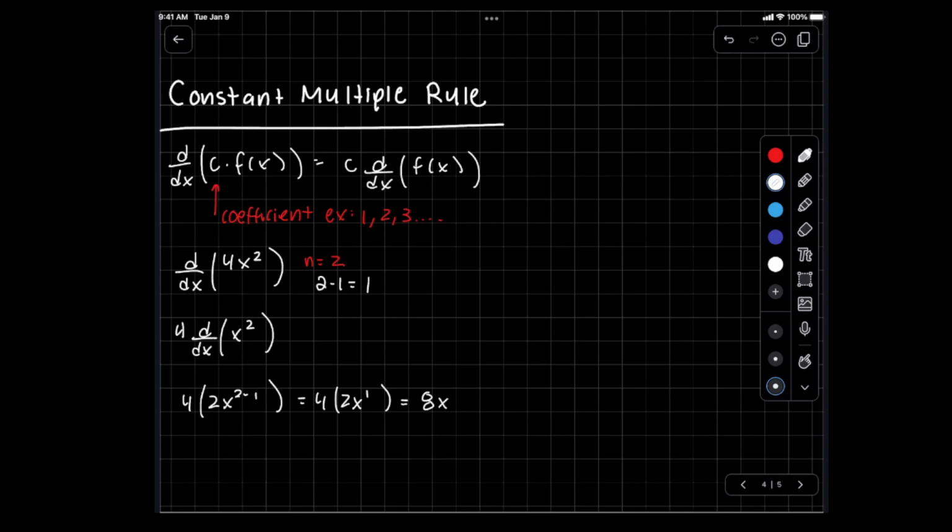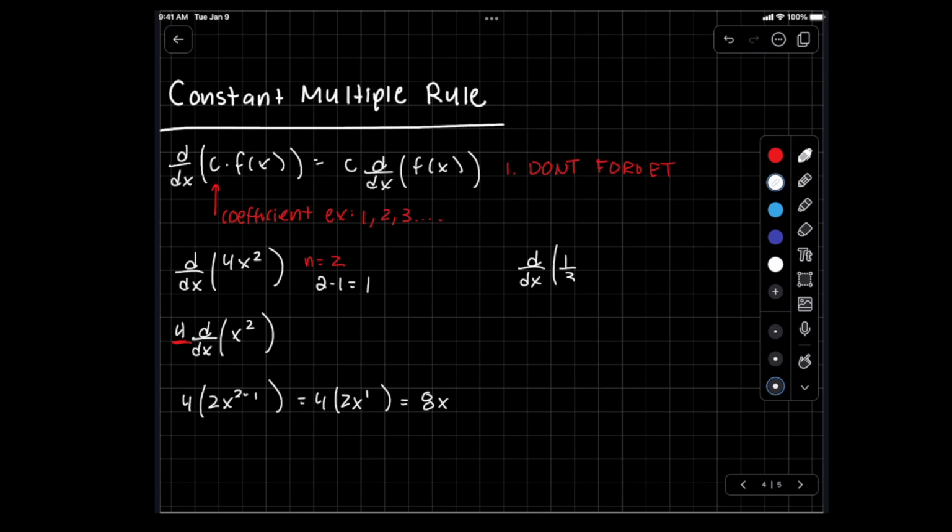4 times 2x to the first equals 8x. And commonly, some students won't decide to take out this constant. You can do it if you want. You don't have to do it. One thing I will always advise is don't forget about it. A common mistake with students is they leave that number out, and then their answer is not correct because it won't be scaled correctly. So another example on here.